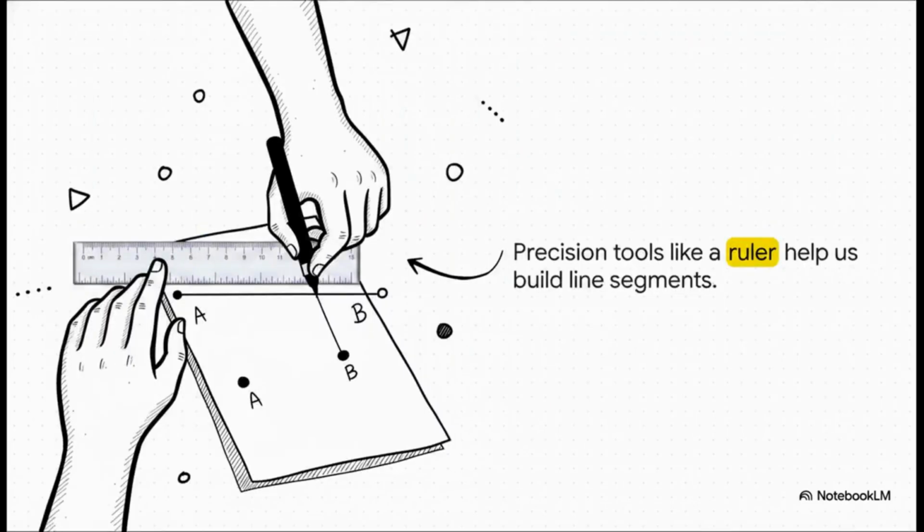Forever. And you can clearly see how we take a physical tool, place it firmly on our paper, and actually build this stuff. By laying down a ruler right between point A and point B, we can physicalize that shortest distance, bringing that line segment to life right on the page.